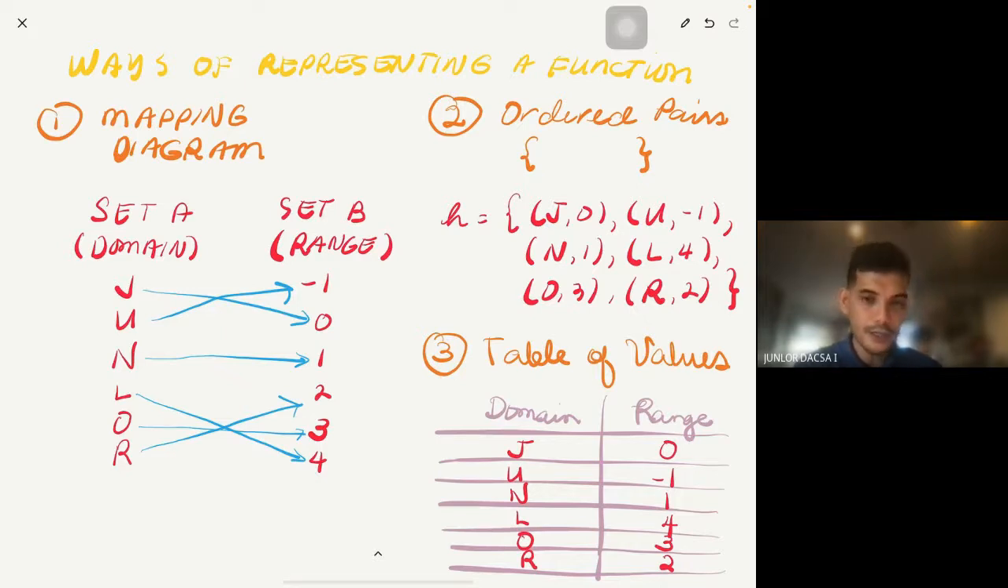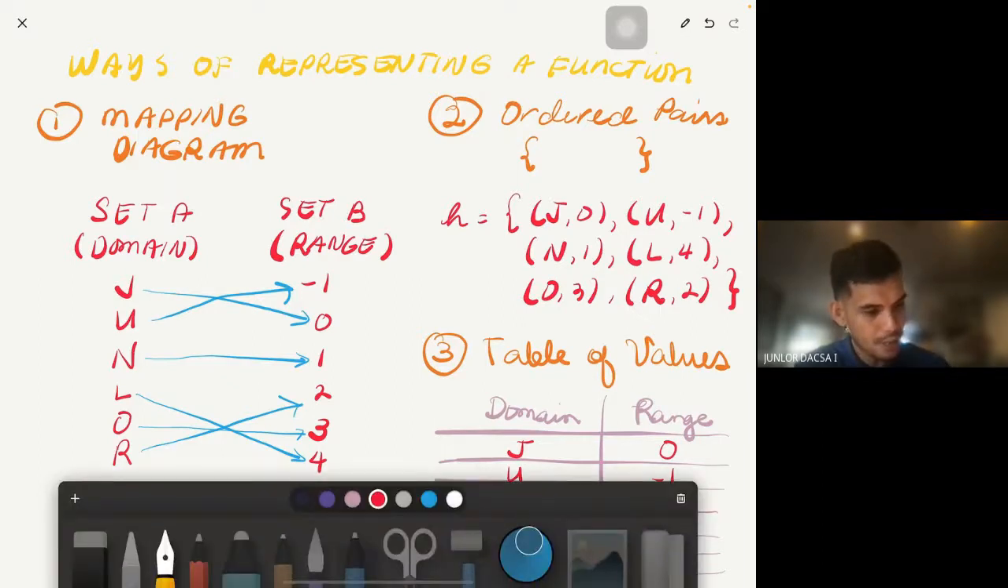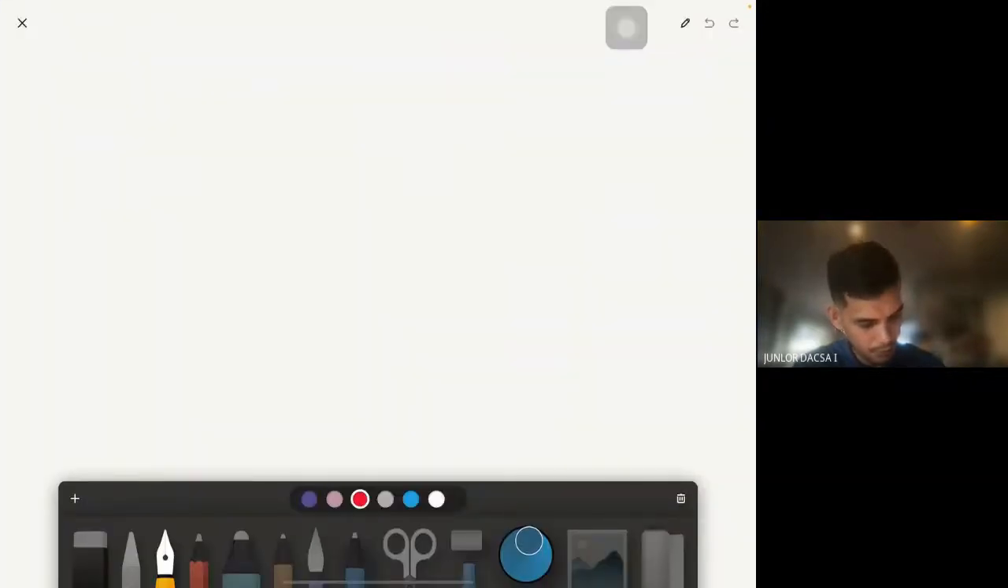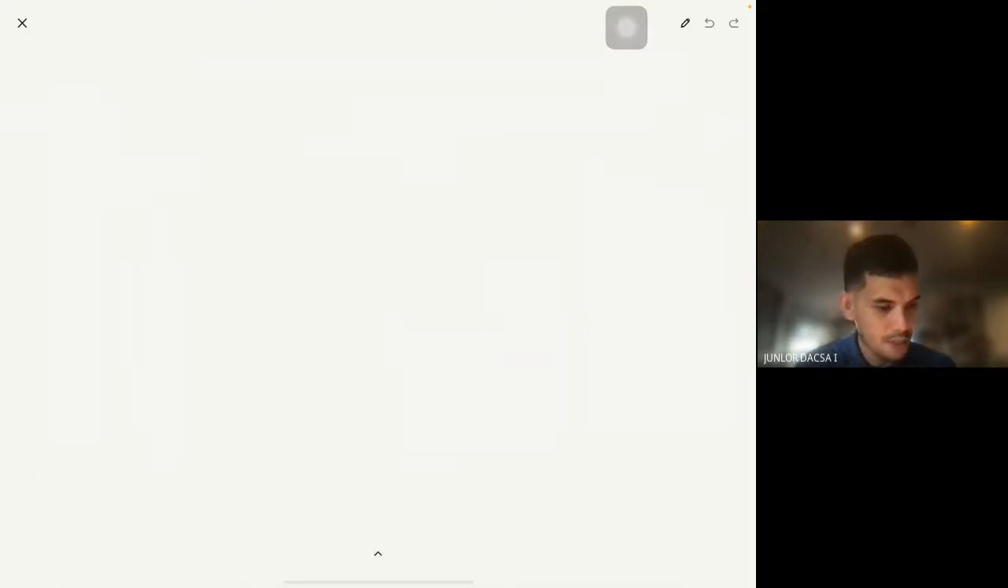Okay. Another way of representing a function is through graphs. Okay, so let us present that. Okay, so another way, the fourth way, is to use graphical or graphs. Okay, so let us represent another example.